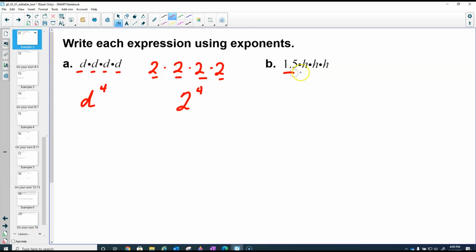Here we have 1.5 times 3 h's. So we can just do the 1.5 and put the h right next to it because that means they're being multiplied. And then we put 3 because we have 1, 2, 3 h's.